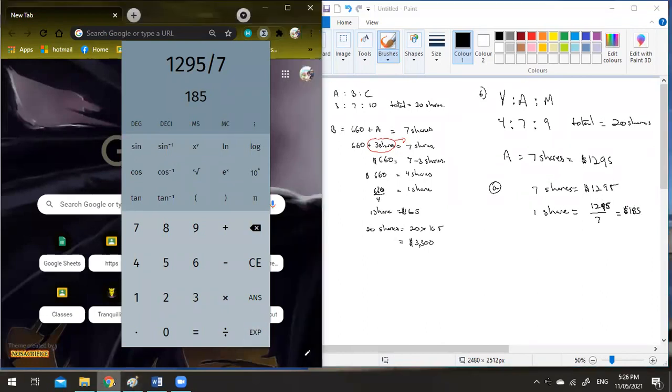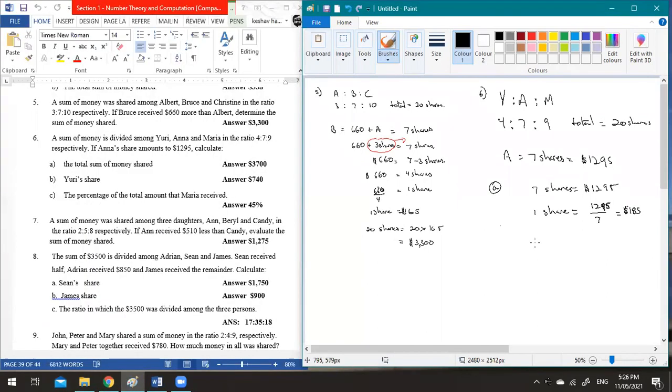Right? So they ask us the total amount, and the total number of shares is 20. So it's 20 multiplied by 1.85. 5 2s are 10. 2 8s are 16, and 1 before 17. 1 2 is 2 and 1 before. So $37.00 is the total amount.